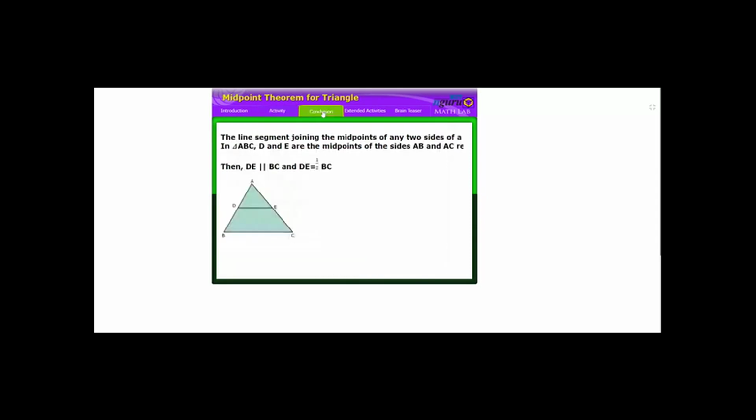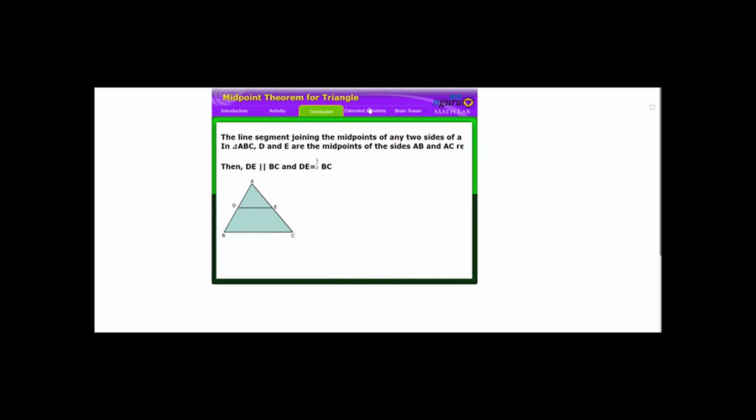The line segment joining the midpoints of any two sides of a triangle is parallel to the third side and is half of it. DE is parallel to BC and DE is half of BC. Correct?